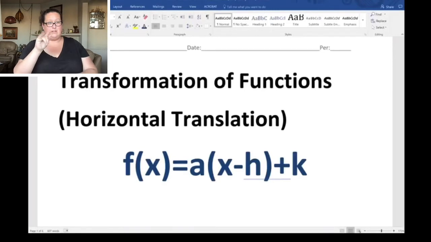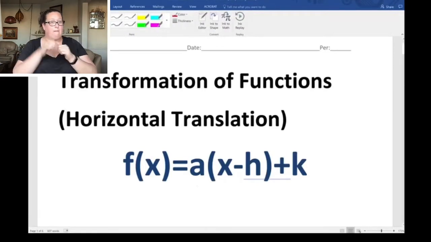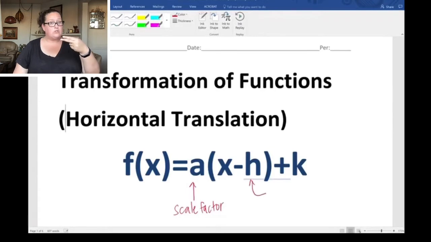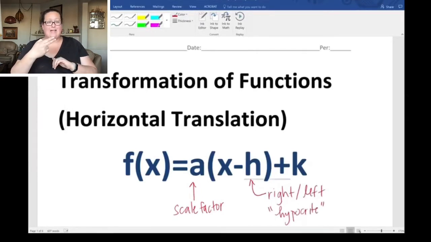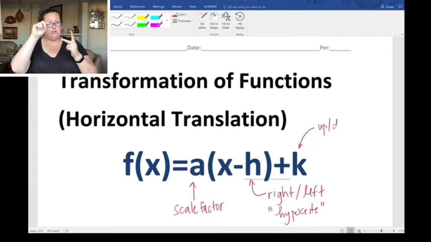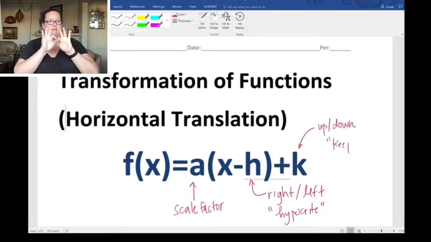Let's review f of x equals a times x minus h plus k. Remember, a is your scale factor. H will move the graph either right or left. And remember to think of a hypocrite, because h will do the opposite of what you see. K will move the graph either up or down, and you're going to keep the value of k.